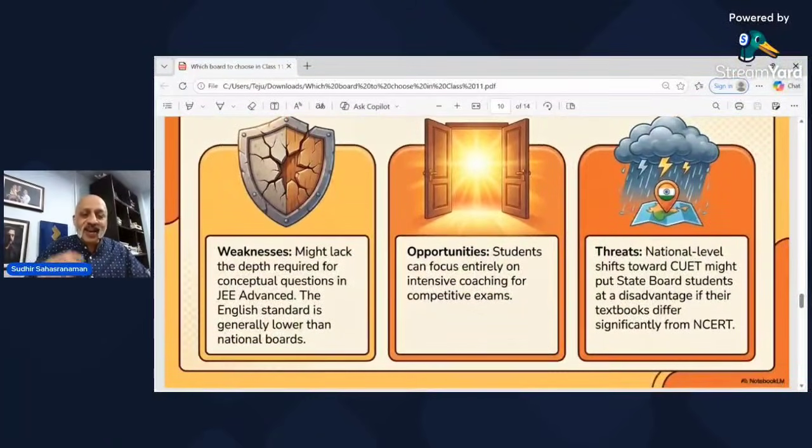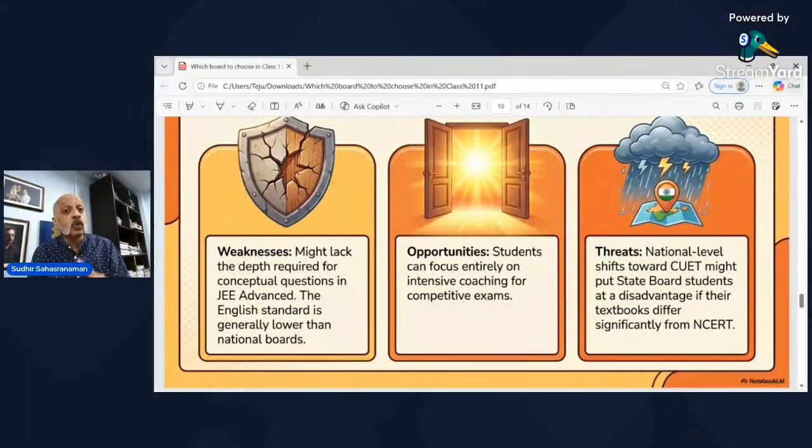The weakness is that it would lack the depth. If you are planning to go to a state board and then write the JEE, you may not be able to do so because the level of these two would be quite different, unless you're going to an integrated coaching center, which will help you take care of the JEE or NEET, right? The English standard, again, is lower than the national boards, CBSE and ISC. But the opportunity is that the students can focus entirely on their competitive examination, and national level shift towards CUET.